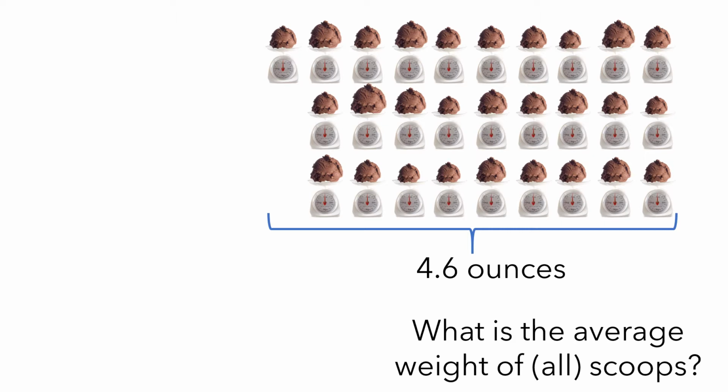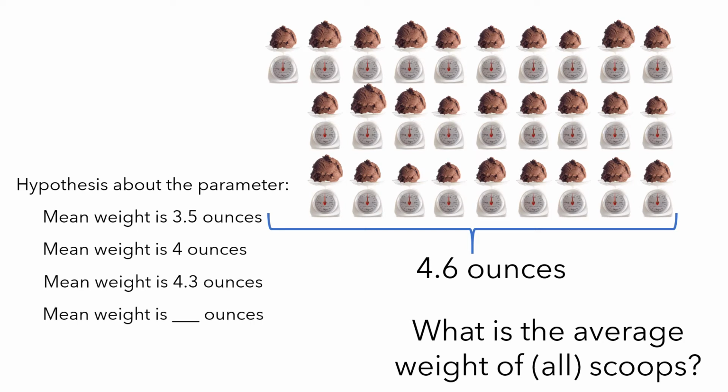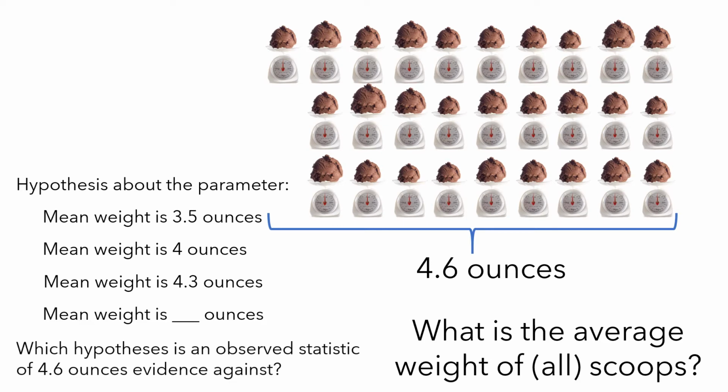The way to answer this question is to construct a confidence interval for the parameter. Previously, the way you would construct an interval estimate is to make numerous hypotheses about the parameter, such as hypothesizing that the mean weight is 3.5 ounces, or 4 ounces, or 4.3 ounces, or any other number of ounces. And then you'd make a model for each hypothesis and simulate repeating the study to determine which hypothesis an observed statistic of 4.6 ounces is evidence against. Essentially, this was a guess and check method.